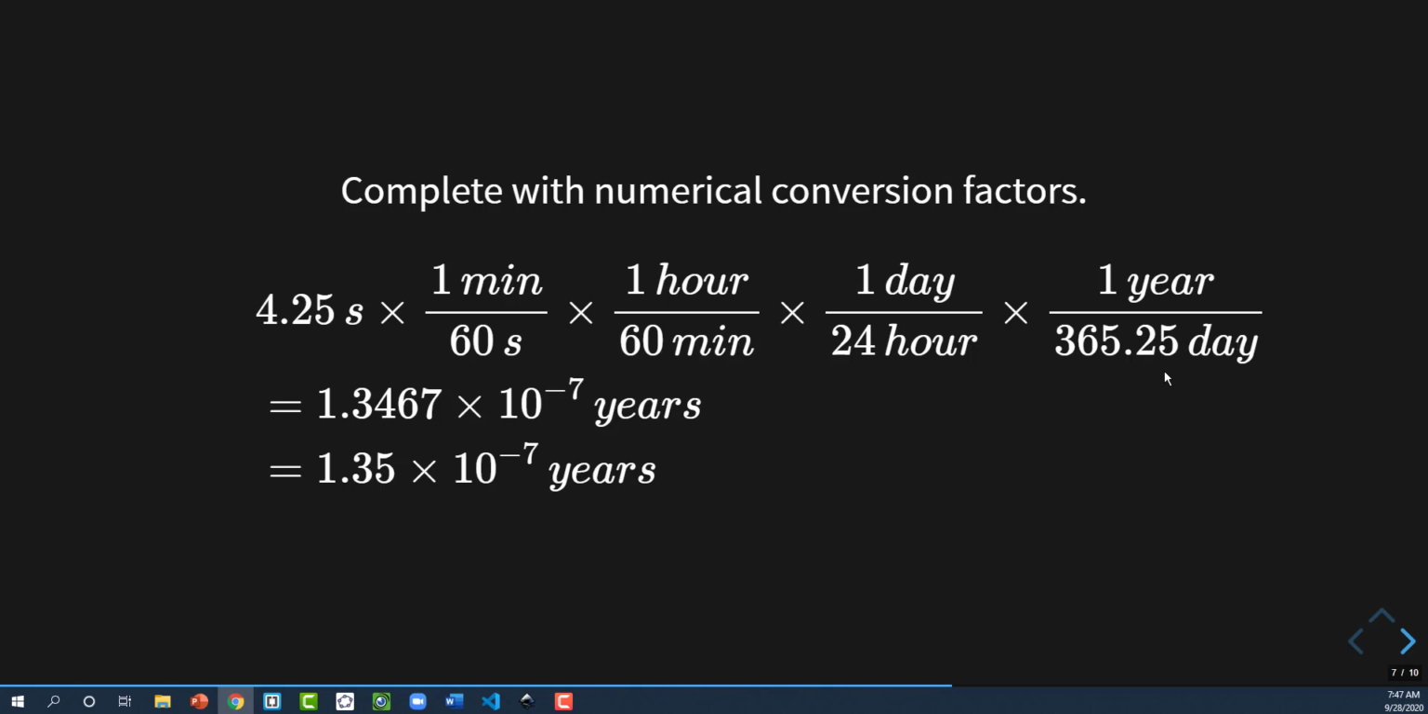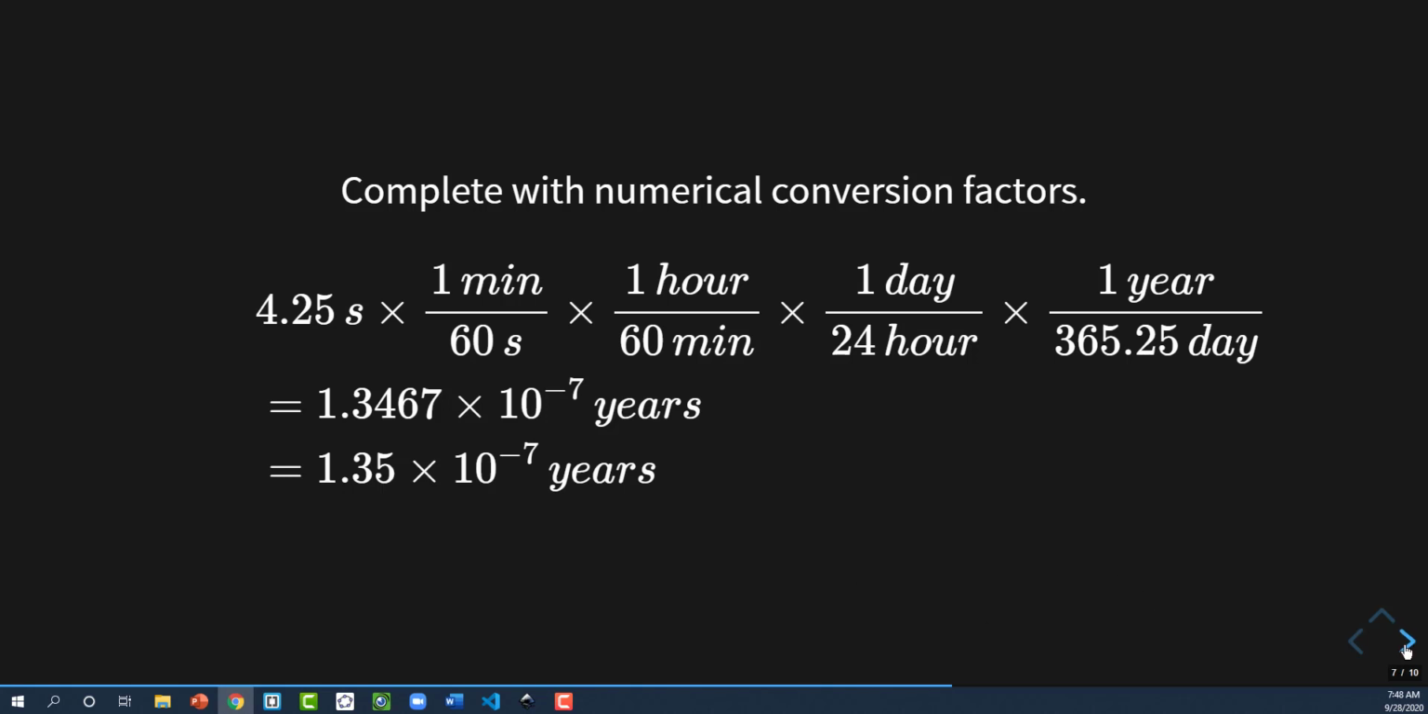Here are the 5 significant figures, but 3 in the original number are the measured values, so we have to round to 3. We round to 1.35 times 10 to the minus 7. So I hope this is kind of making sense to you. Let's try one where it's just slightly less familiar.